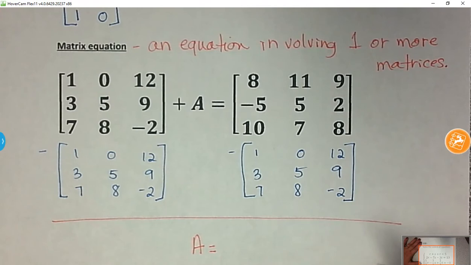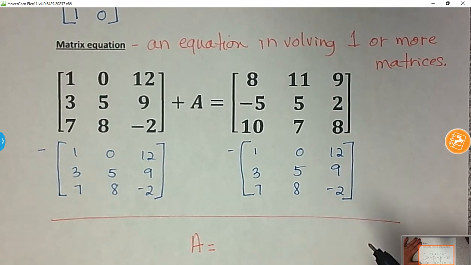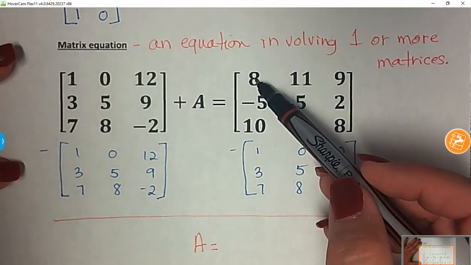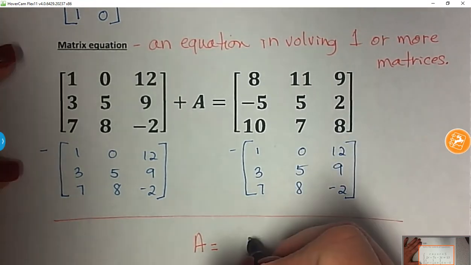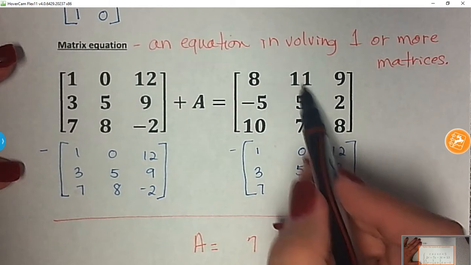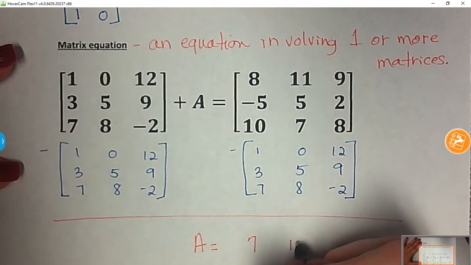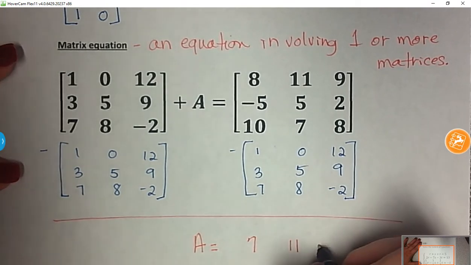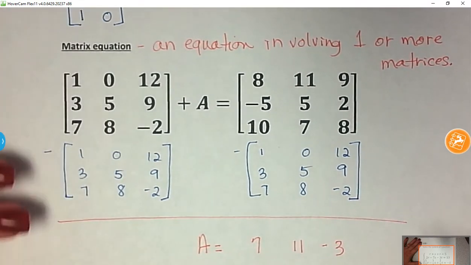On this side, I'm going to subtract, just like we did on the first page of notes here. Subtract the corresponding elements. So 8 minus 1 is 7. 11 minus 0 is 11. 9 minus 12 is -3. Top row's done.